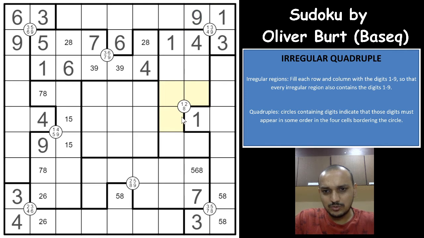So 2 and 8 would have to be here in these 3 cells. So 2 and 8 cannot be here, 2 and 8 cannot be here, right? Both 2 and 8 cannot be here. So 2 and 8 in this column can only be in these 2 cells.